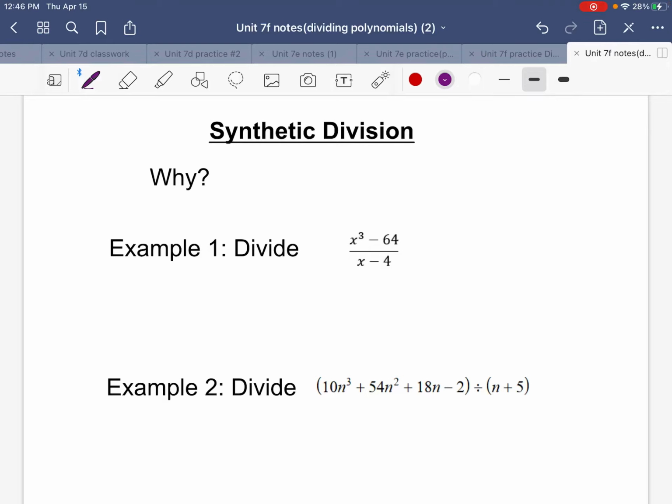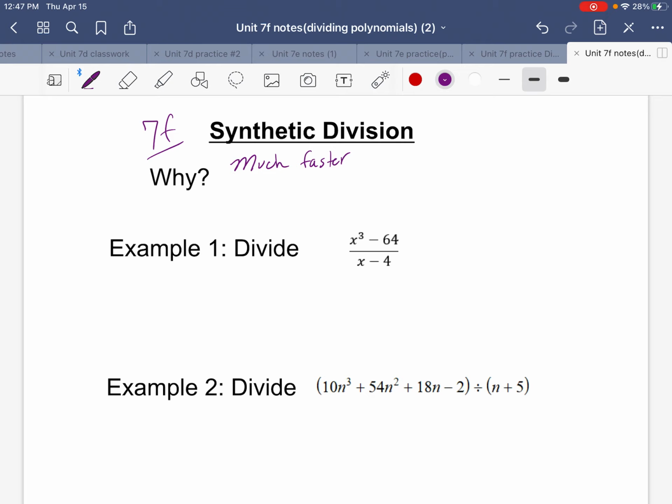All right, so this is 7F, and this is the second half of the notes. There's synthetic division. I'm going to start off with why. Why do we do synthetic division if we have long division? Well, synthetic division is a lot faster, so it's much faster.